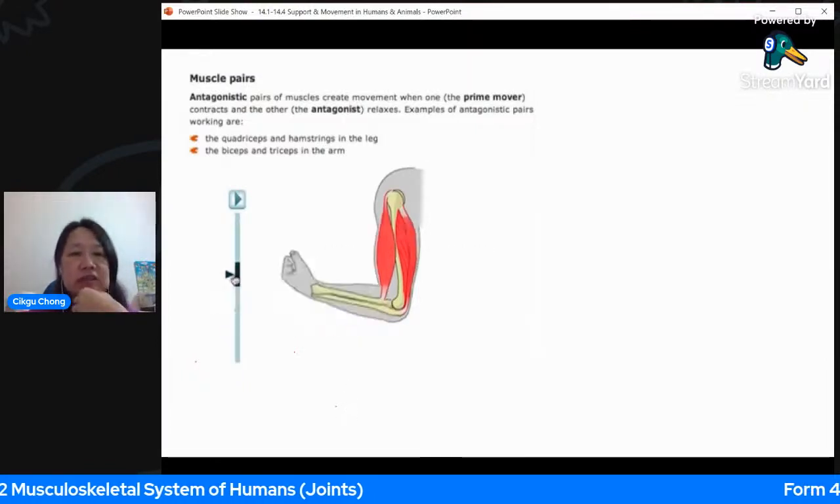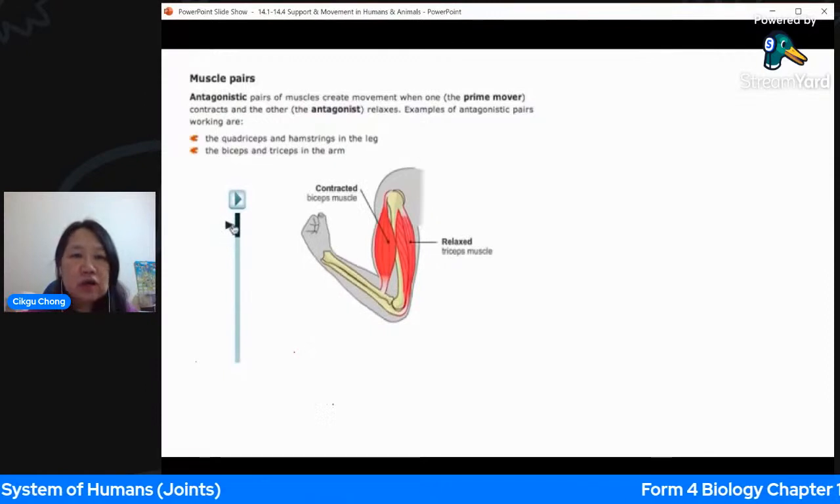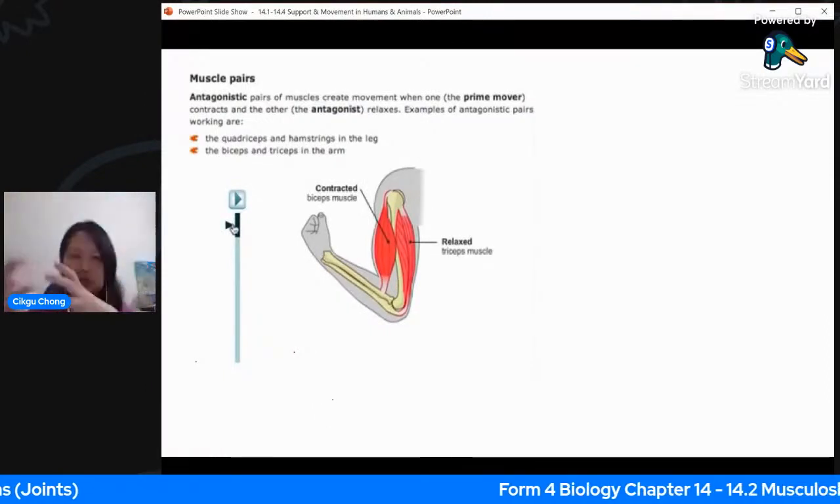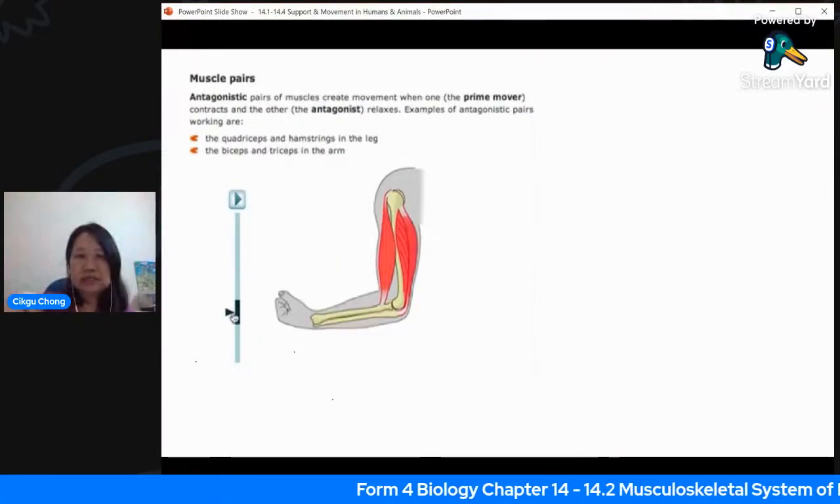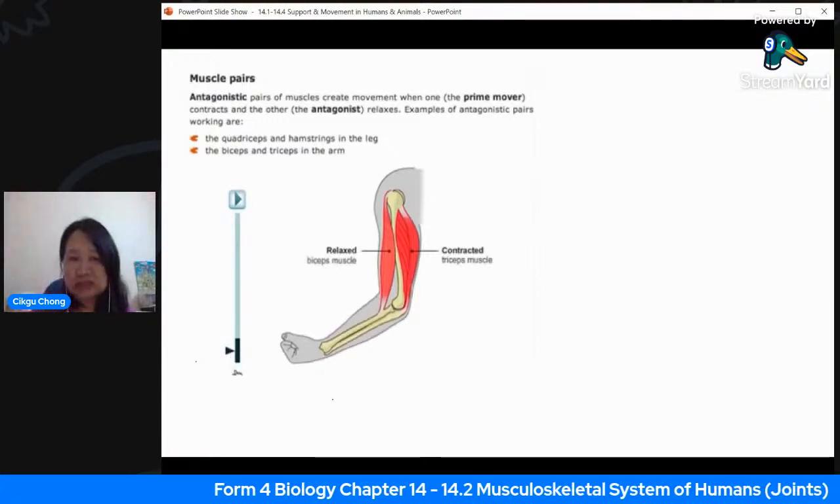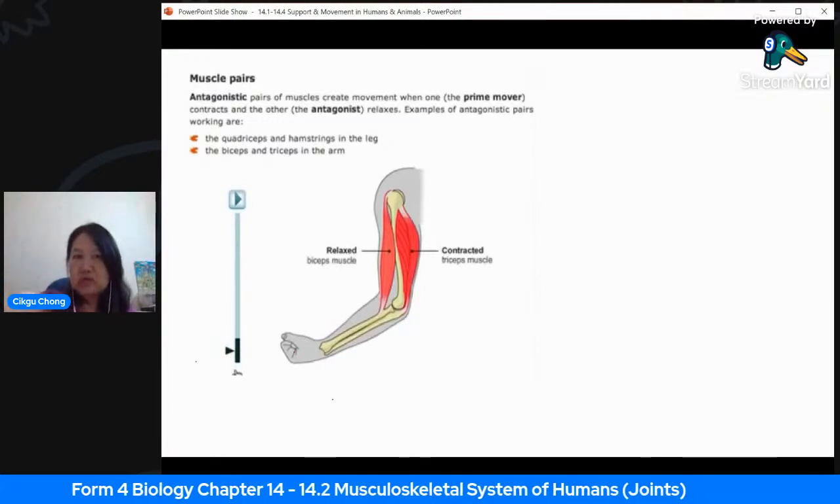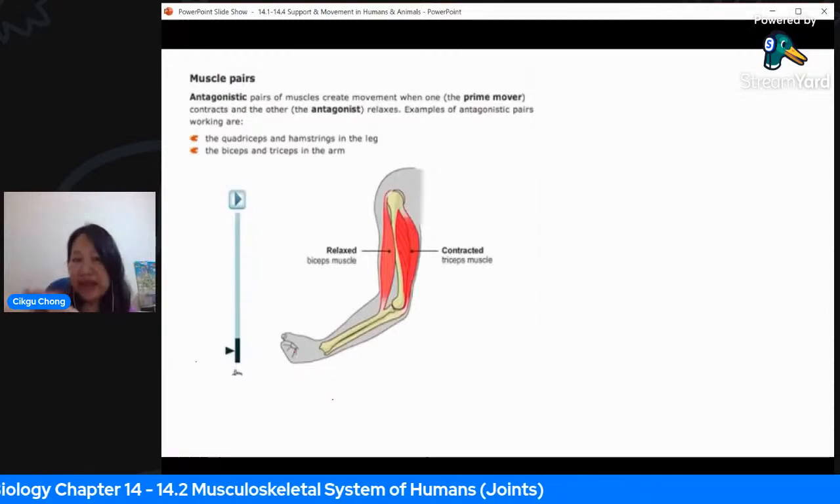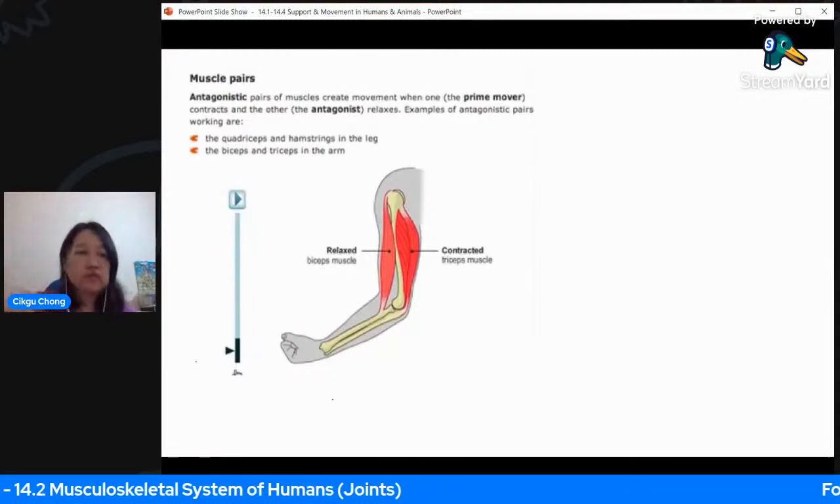You can see that it becomes bulkier when it contracts. So your bicep contracts, and at the same time, your tricep must relax. Now when you want to bring it down, your biceps have to relax and your tricep has to contract in order to allow it to come down.